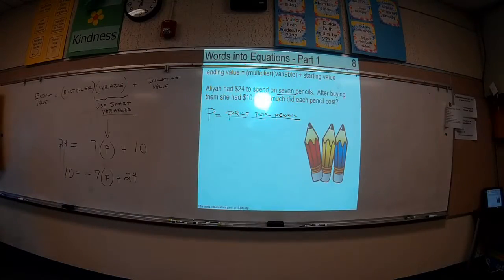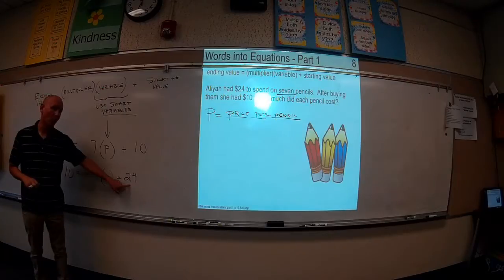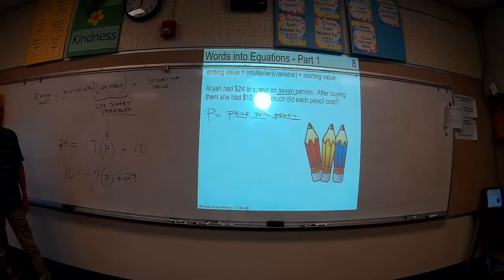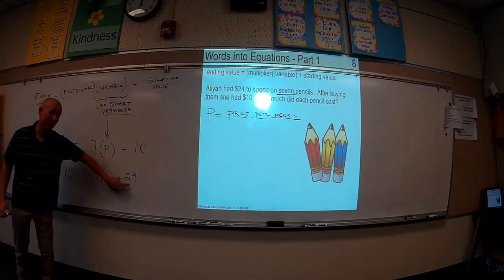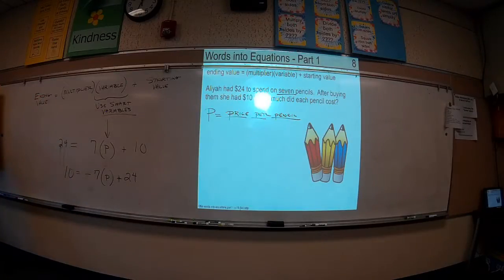You're going to notice that solves the same way. This is saying every time I buy it, if the pencils are $1, I would take $24 and subtract out my $7, and I'm not left with 10. If pencils are $2, that'd be $14 being taken away from my 24 and leaving me with 10.